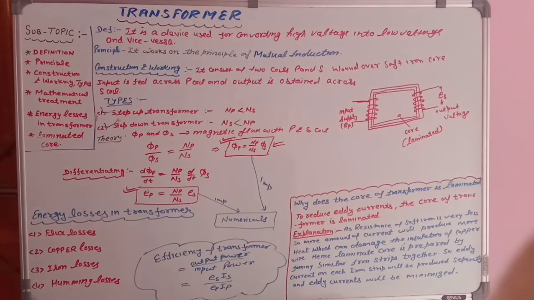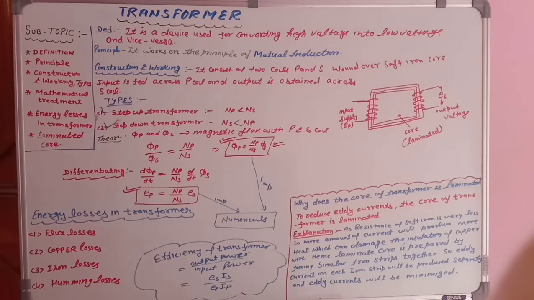Okay, next is copper losses. Now students, as you know, we are binding our primary, soft iron core, with coils, and that binding we are doing with copper. Copper, obviously, is a metal, so it has a resistance, and if it has a resistance, some heat will be produced. Means electrical energy will be wasted in the form of heat. So we call that copper losses because it was in copper.